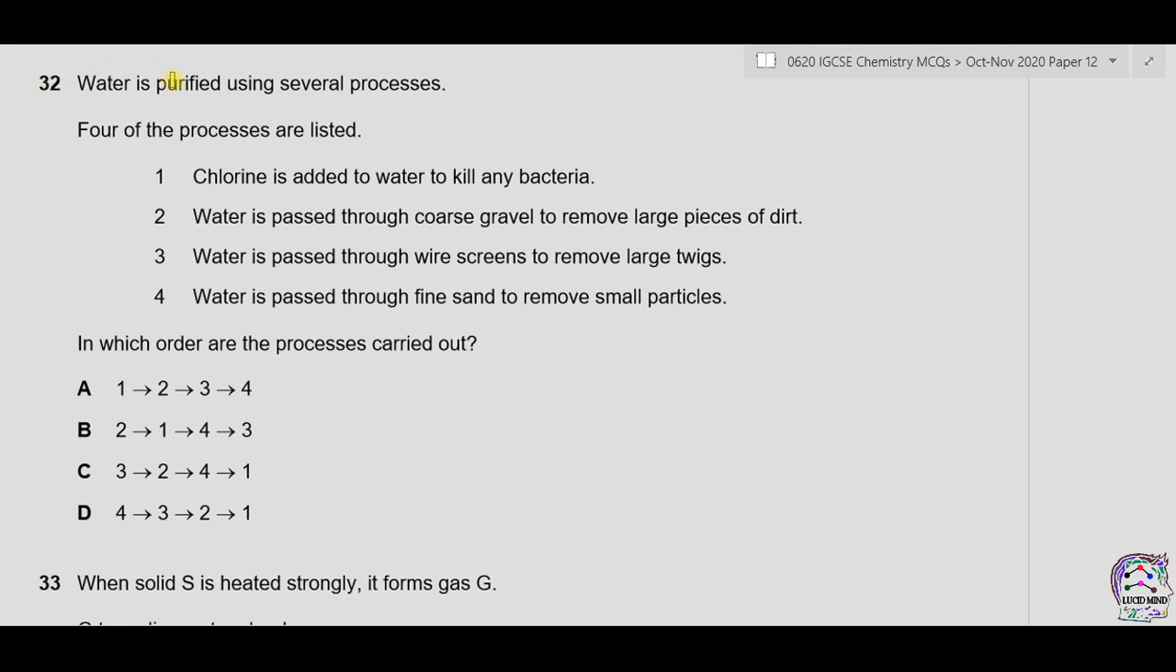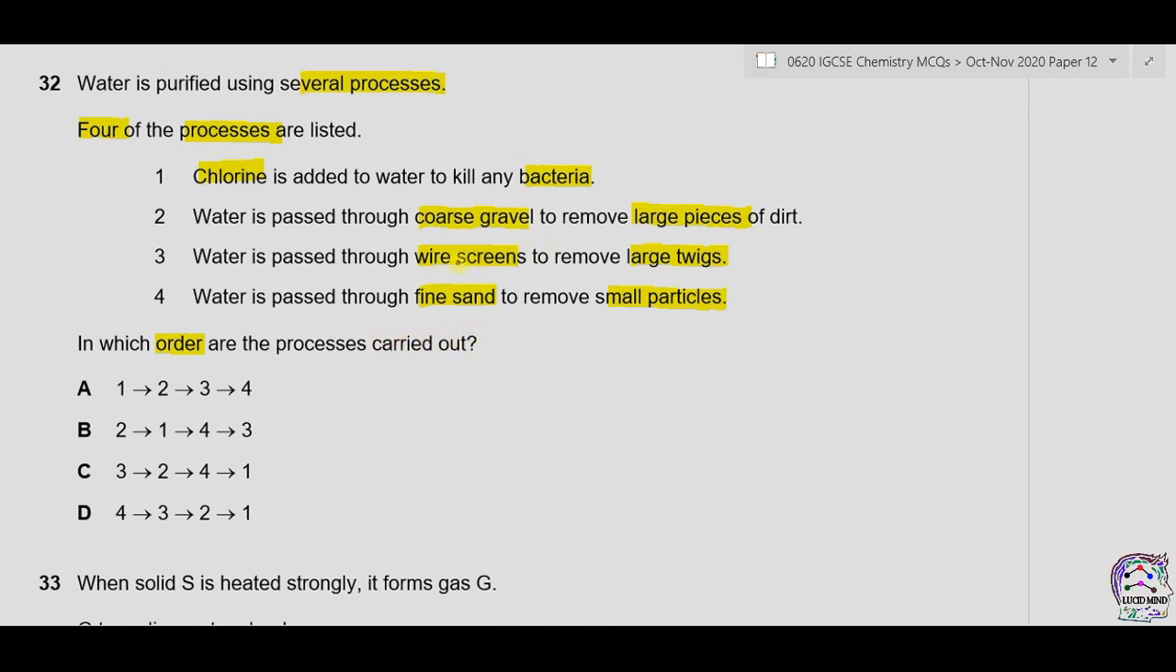Question 32. Water is purified using several processes. 4 of the processes are listed. One, chlorine is added to water to kill any bacteria. Second, water is passed through coarse gravel to remove large pieces of dirt. 3, water is passed through wire screens to remove large twigs. 4, water is passed through fine sand to remove small particles. In which order are the processes carried out?